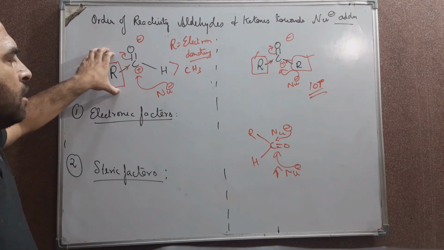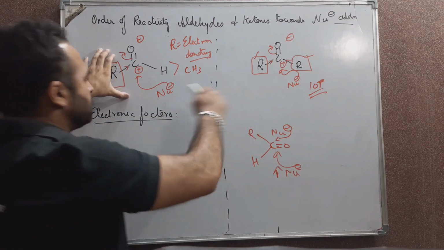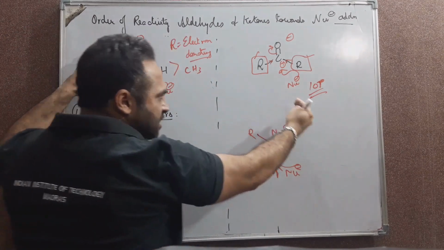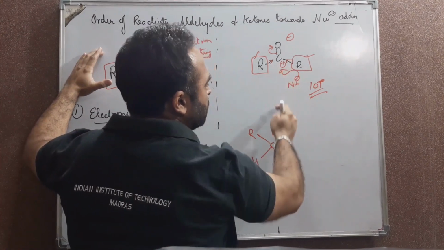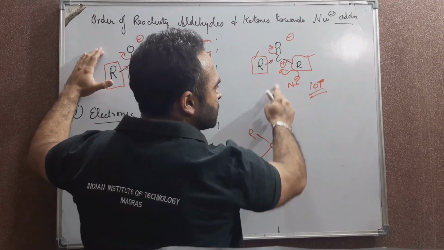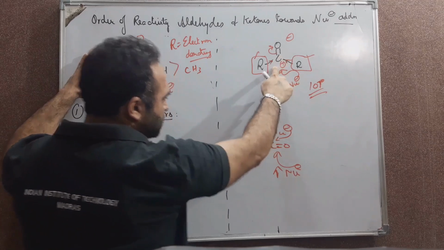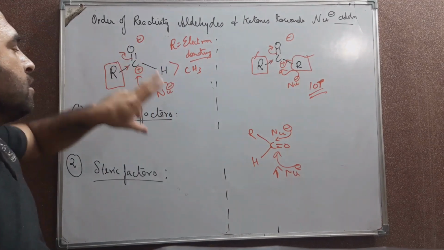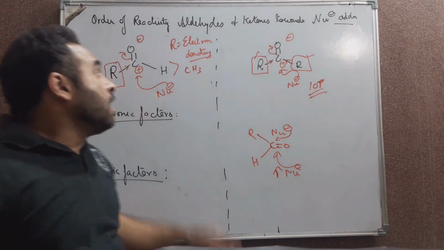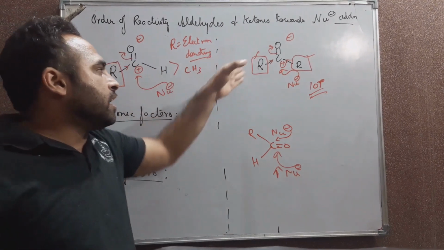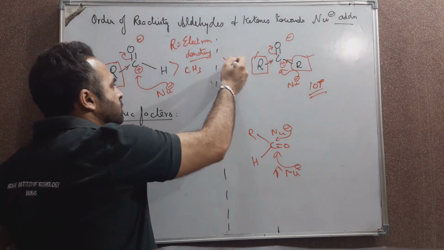As the bulkiness of these groups increases, there is only one group here and there are two groups over here. The nucleophile has less space to reach this carbon. If it is not able to reach this carbon, the reaction will definitely get slower because the reaction is going to happen at this carbon. So these are two reasons that aldehydes show faster nucleophilic additions than ketones.